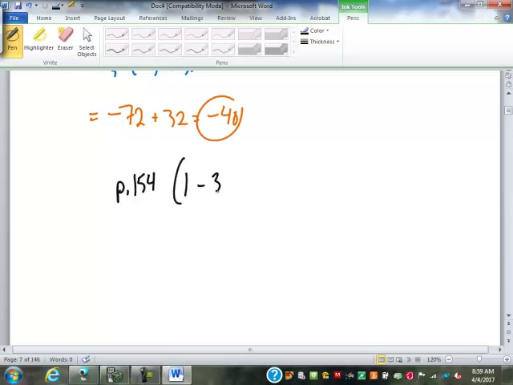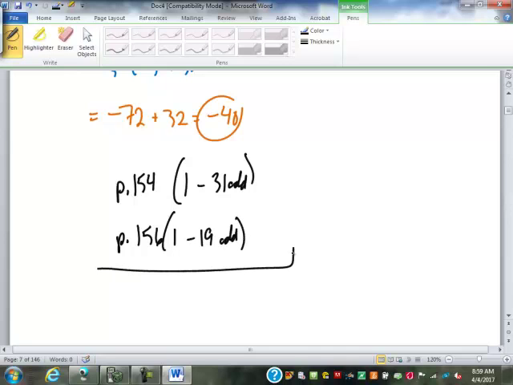In your book, this stuff is covered on page 154, 1 through 31 odd. On page 156, 1 through 19 odd. Wanted to throw that homework out there before we started some review. Obviously tomorrow is your test. And I'm just assuming you guys would like to review just a touch before we do the test. Test today? Or tomorrow. Tomorrow, yeah. So let's review a touch.